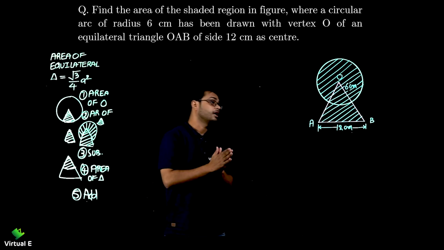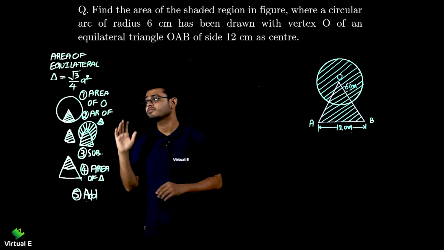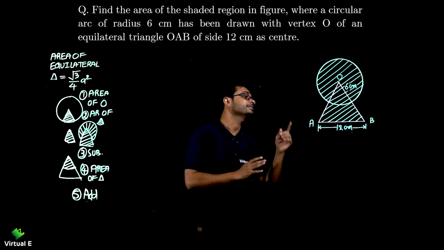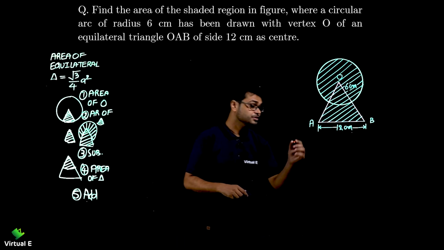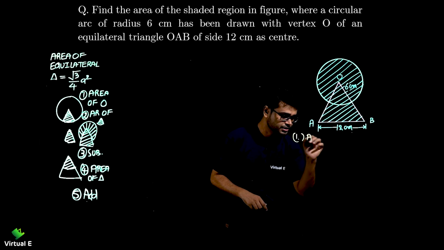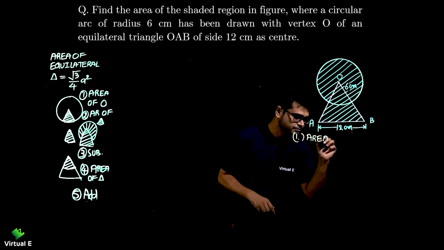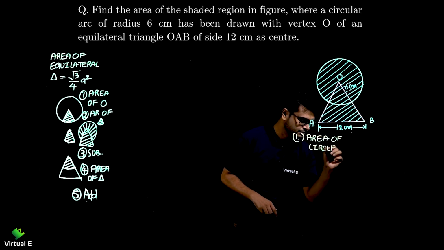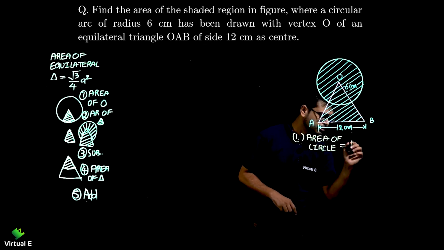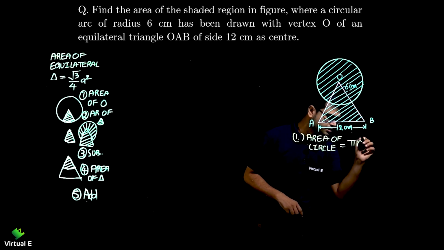So done. Now come to the circle. To find the area of the circle we need the radius. Do we have it? 6 centimeters. So let's start. Let's not wait. First step, area of the circle. So area of circle is equal to pi r square.